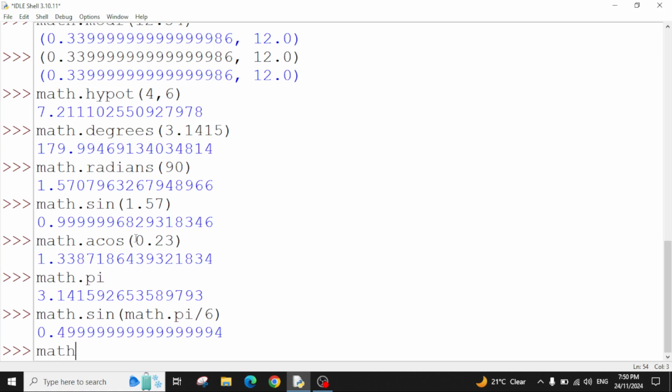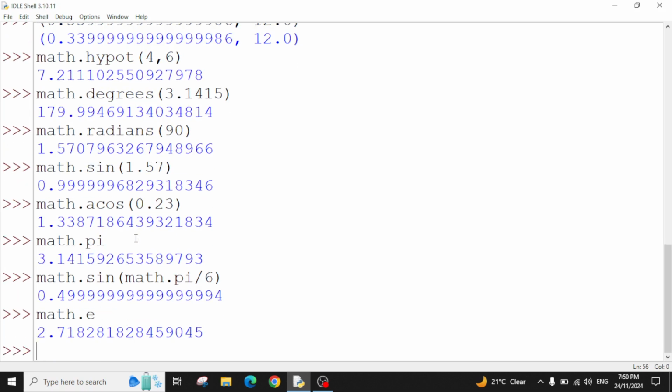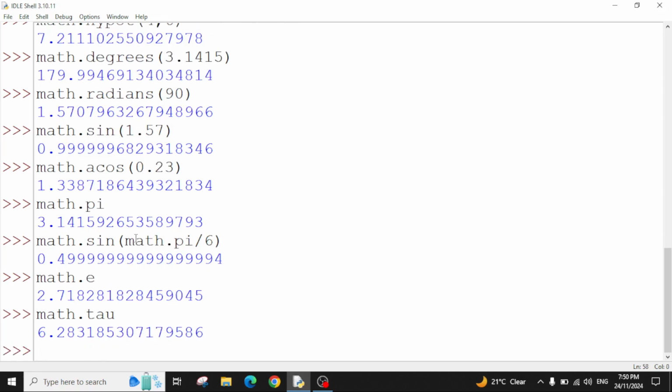So pi is one constant. Similarly, there is one more constant, that is e, whose value is 2.718. So it can be found by math.e. One more constant is math.tau. So it comes to be double of pi, that is 6.28, which is equal to perimeter divided by the radius.